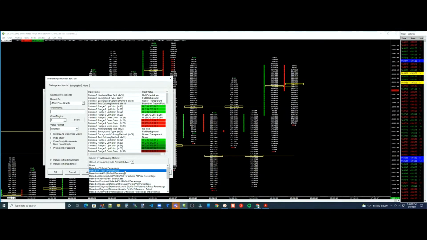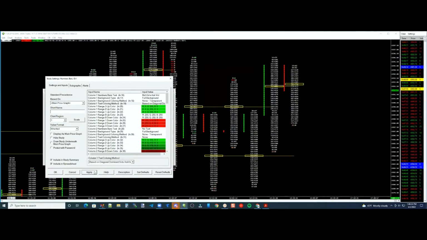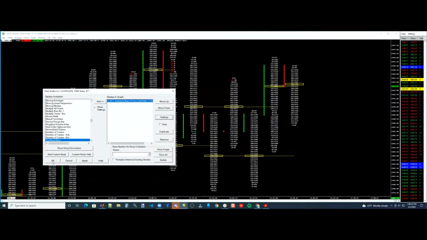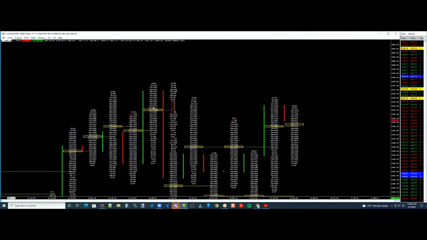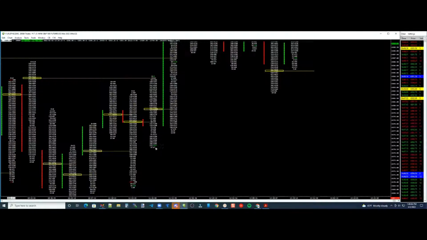Okay, so let me go ahead and fix this based on dominant ask vol bid vol percentage. Based on diagonal dominant side ask vol bid vol percentage. That should be it. There you go. So now you can see it flip over. So 40 is 400% or greater than 3. All right. 267 is 400% or greater than 47.